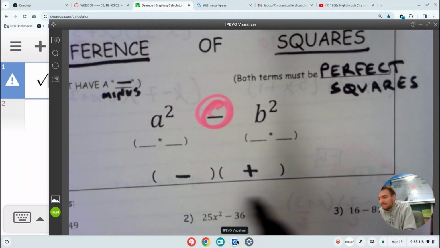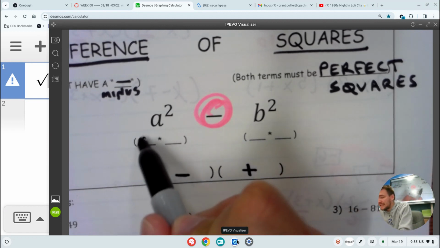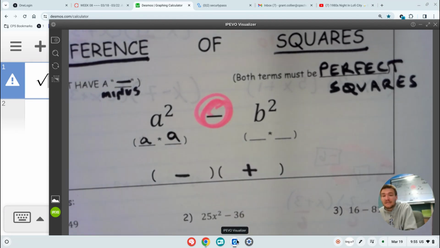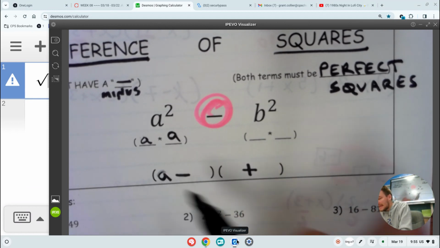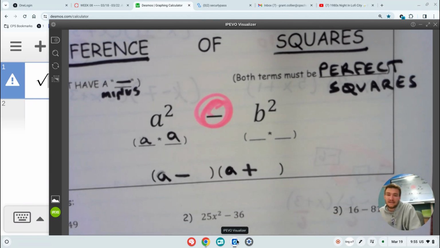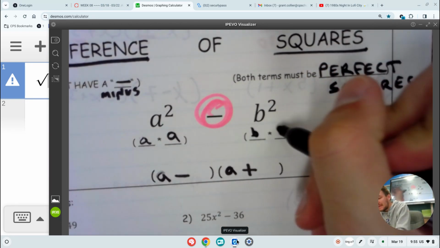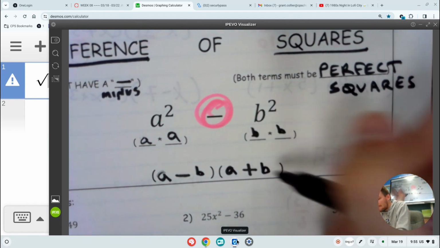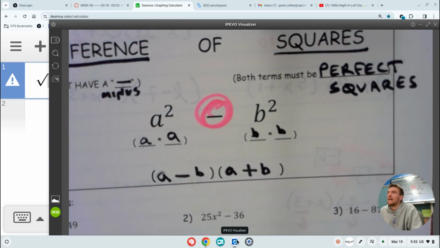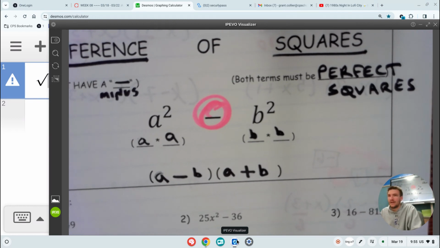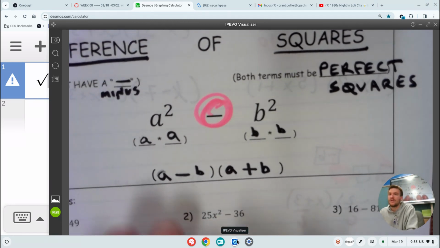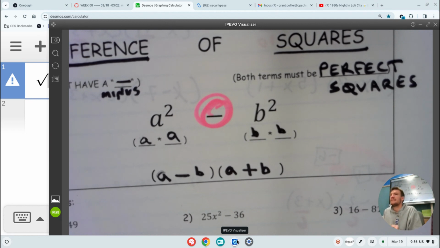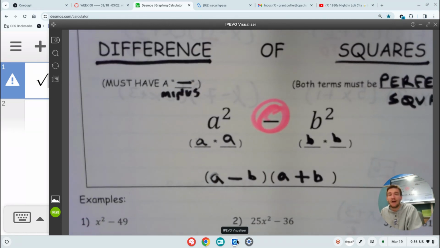Now for this question, it says a squared, which is a times a. So we're just going to put an a in the first position and an a in the first position of the second parentheses. And then over here we have b and b, so we're going to put b and b. So when we do difference of squares, don't let this overcomplicate it for you. You're going to put a minus and a plus, and then you're just going to take those square roots, you're going to figure out what makes those squares, and you're going to break it down. So I'll show you how easy this is.